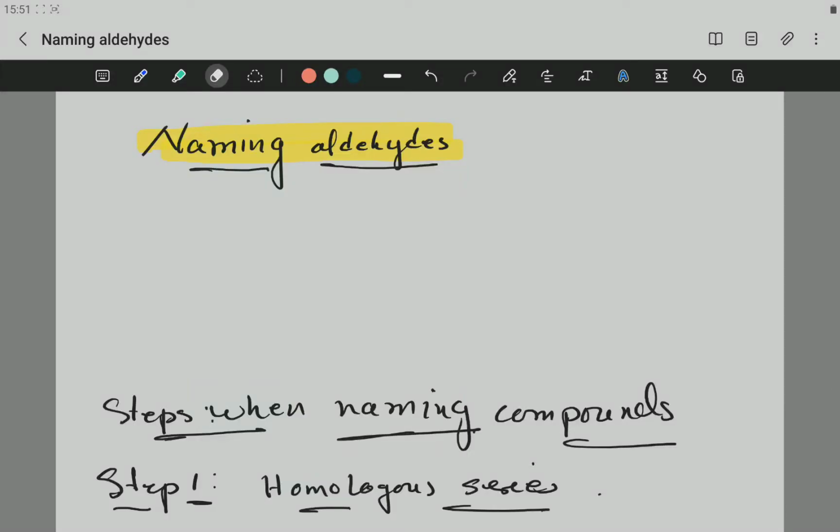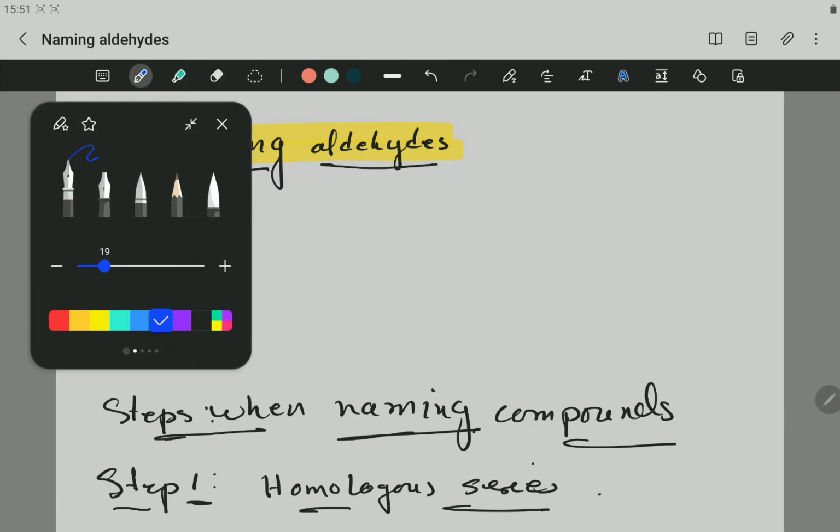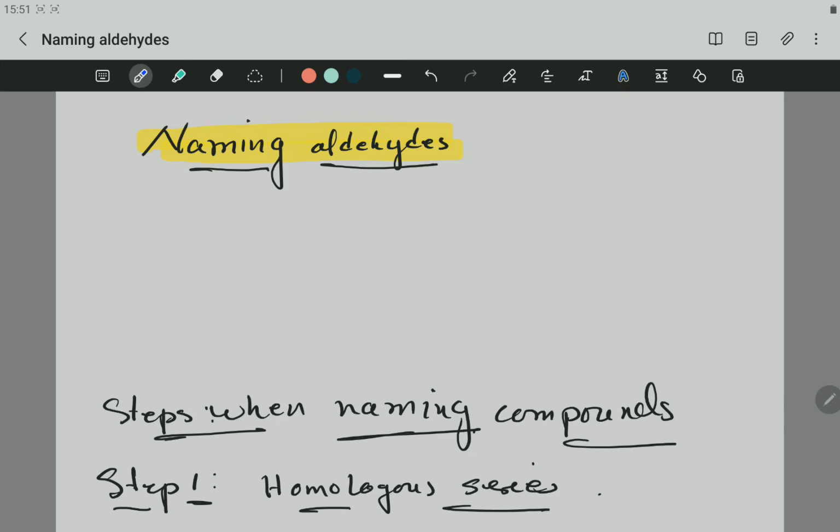Here we're going to make a very short video on naming aldehydes. You will see that the steps are more or less the same as the previous organic compounds, okay? I'm making a video of each of the different homologous series because there is a small, tiny difference in each of them. So that's all. But the steps are more or less the same.